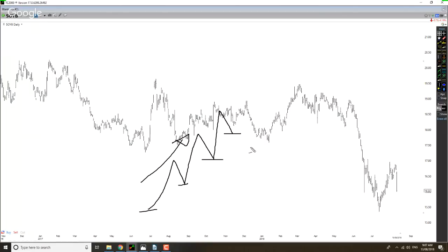When the market is in a downward trend, it makes lower highs, lower lows, lower highs, lower lows. In a downward trend, the market makes lower highs and lower lows, but the most important part of the downward trend is the market making lower highs.